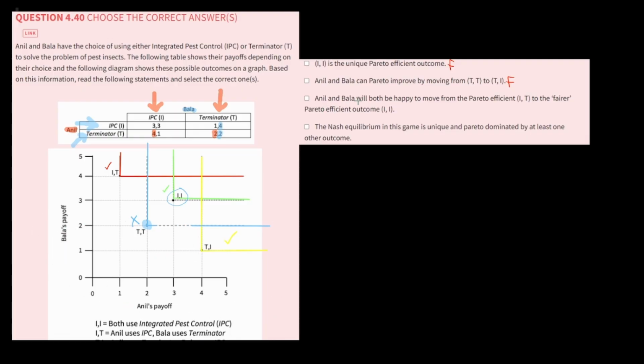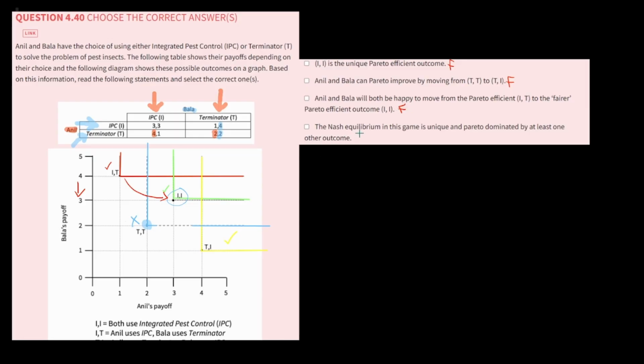Okay, what's the third one? Anil and Bala will both be happy to move from the Pareto efficient IT to the fairer II. So that would be moving from IT to II. Again, no, they would not both be happy to do that because it's not a Pareto improvement. Bala is losing one payoff to do that move, so would not be happy. That is false.